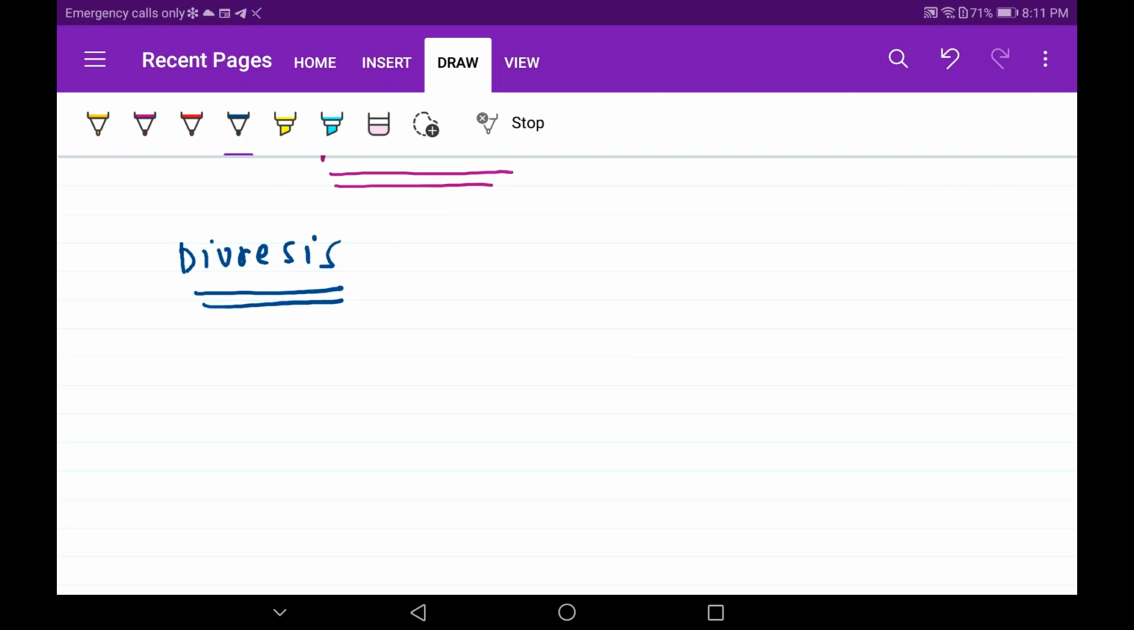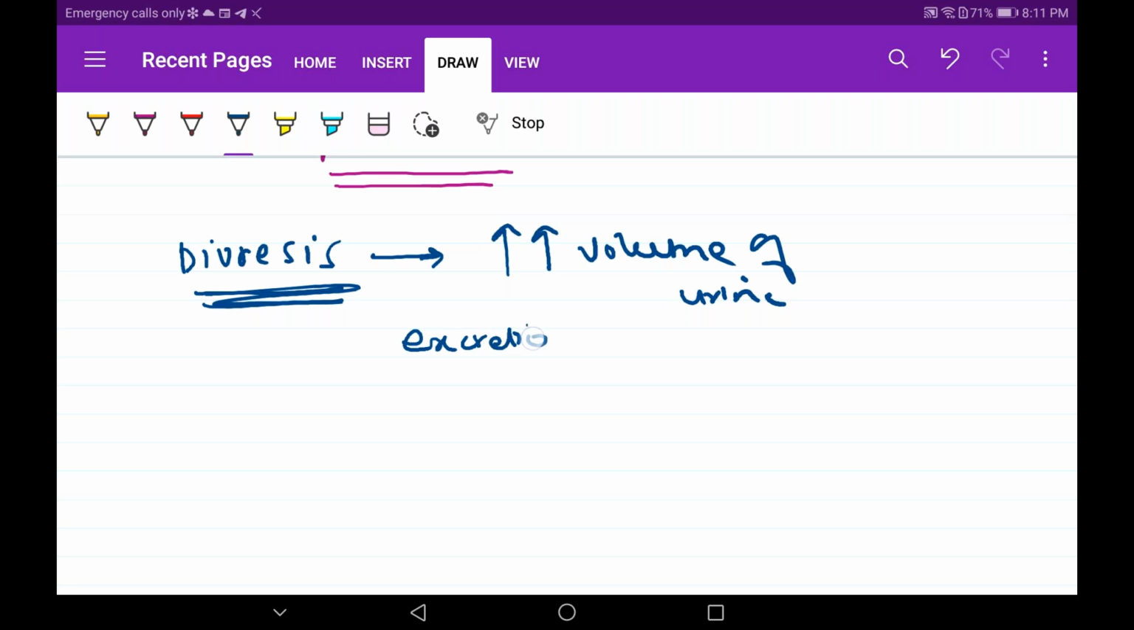See, diuresis means you are urinating a high volume, okay? High volume of urine, urine's volume is more. Simply, for urination you can give a name, diuresis, but I'm talking in clinical aspects, so you can say excretion in large quantity, or large volume of urine. So now where can we see this diuresis? We can see it in two ways.